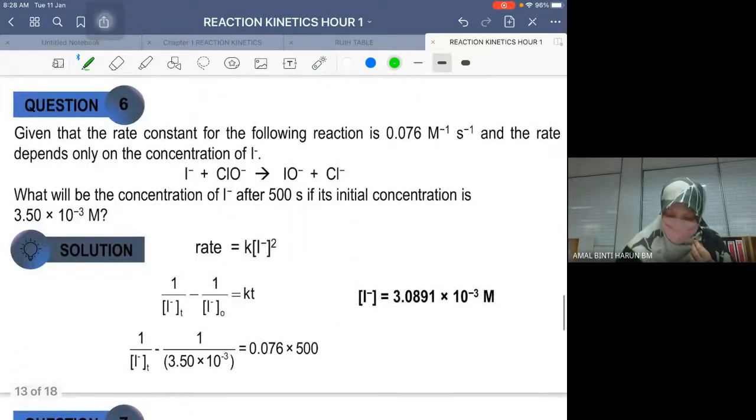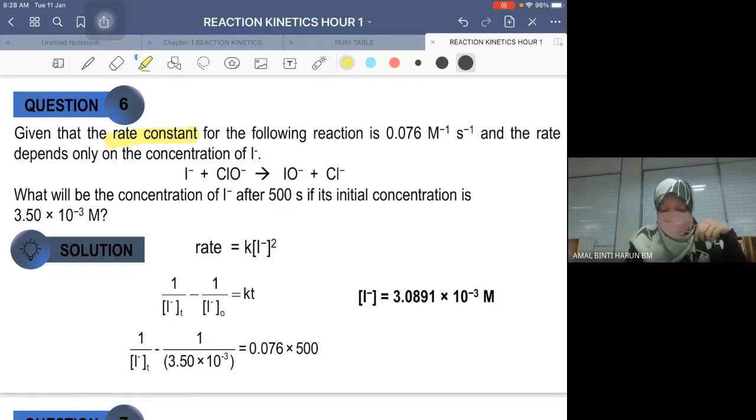Okay, kita pergi ke nombor 6. Given the rate constant of the following reaction. So, ini adalah rate constant. Okay, kadang-kadang kita jumpa rate, kadang-kadang kita jumpa rate constant. So, here is rate constant, and the rate depends on the concentration of I minus. So, kalau depends on concentration, it might be first order, it might be second order.